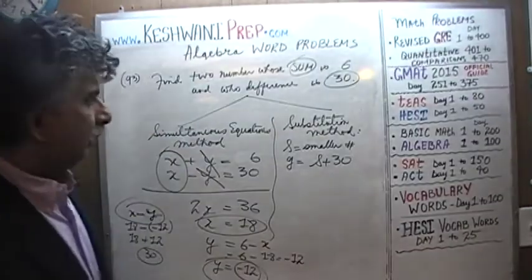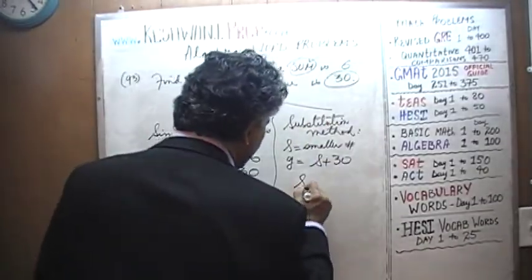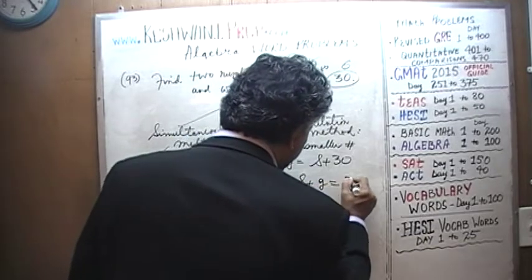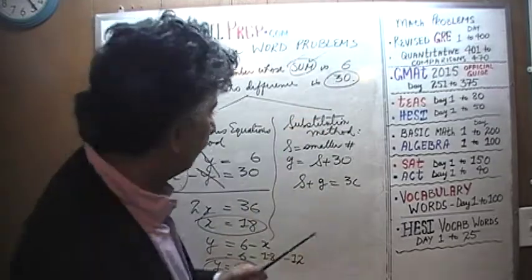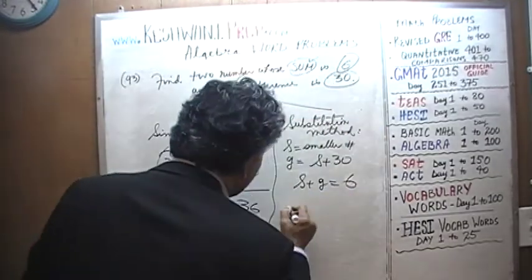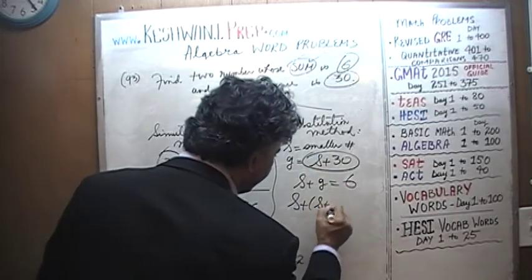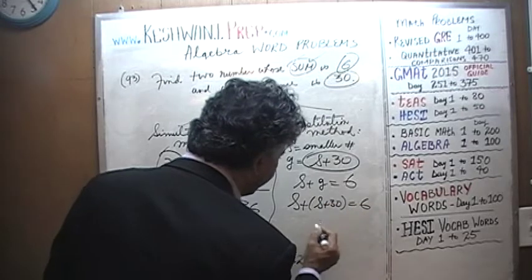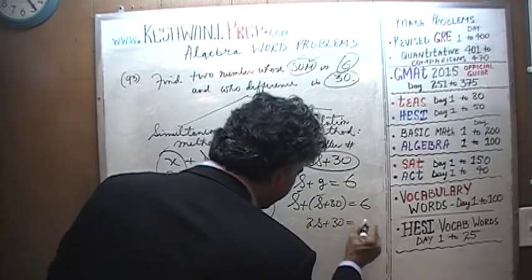That's all. And now we can simply make use of the fact that their sum is 6. So the smaller number plus the greater number, they had to add up to 6, not 30. They had to add up to 6. Their sum is 6. S plus G, which is right here, S plus S plus 30 equals 6. S and S becomes 2S. 2S plus 30 is equal to 6.